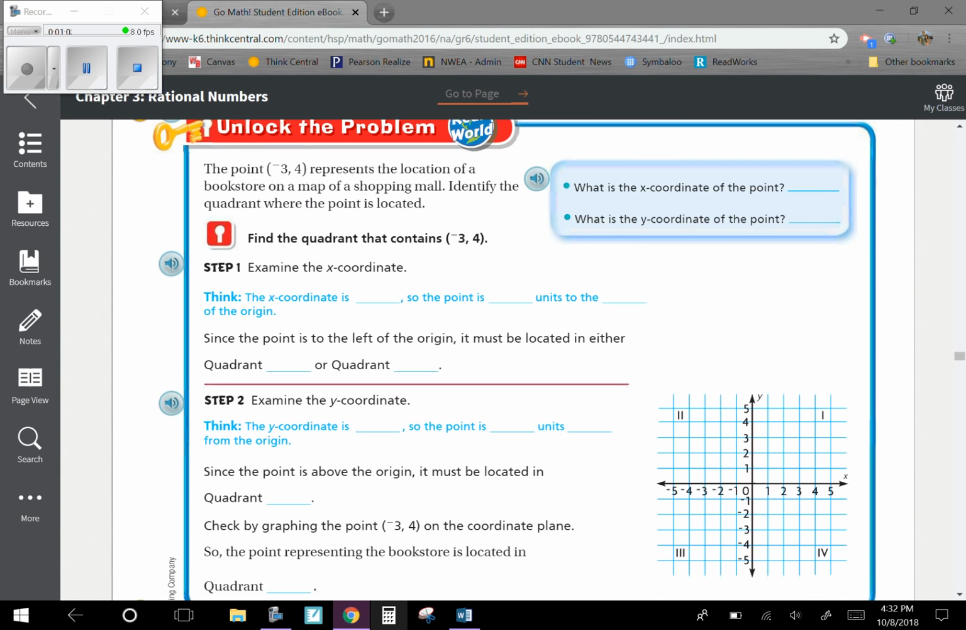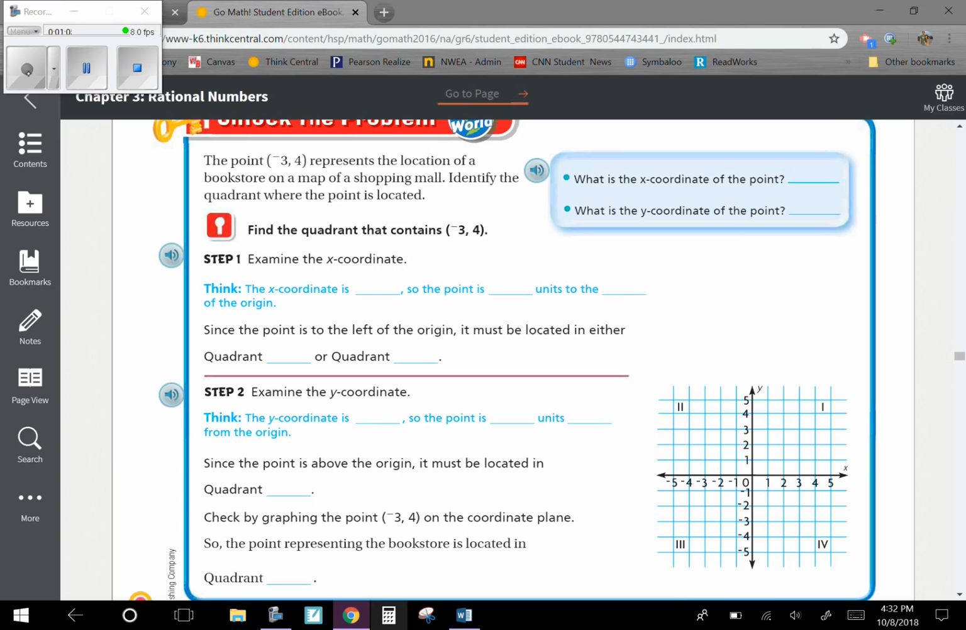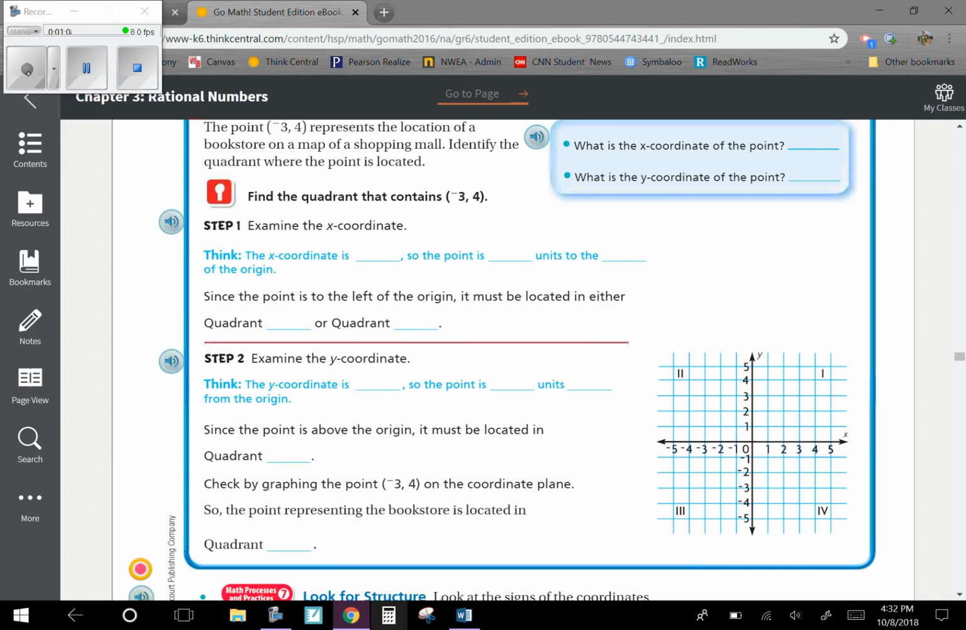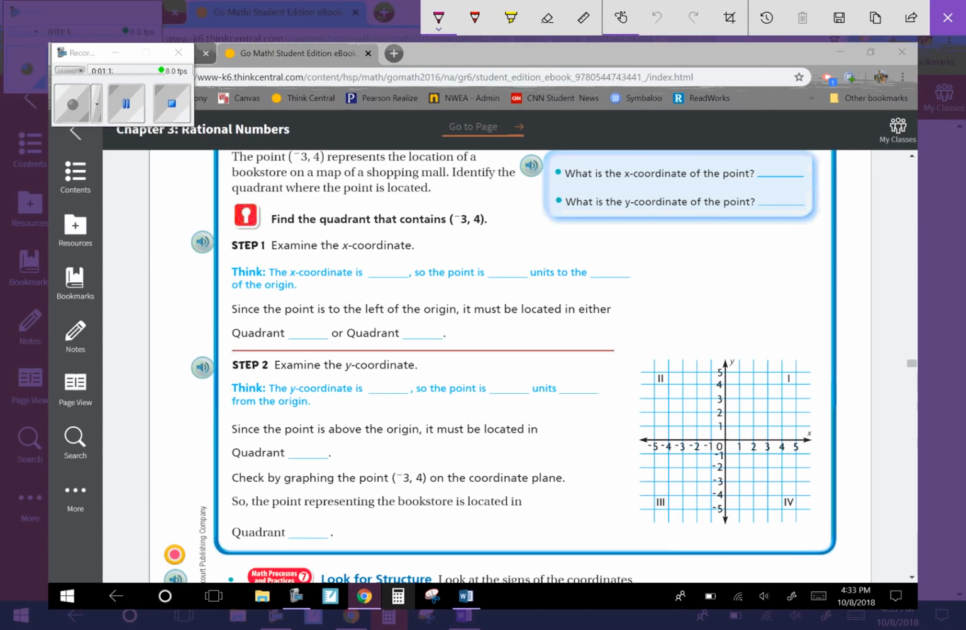So unlock the problem. The point -3, 4 represents the location of a bookstore on a map of a shopping mall. Identify the quadrant where the point is located. Okay, so over here in the little blue box, it says the x-coordinate of the point. What is it? And so the x-coordinate is the first number, which is -3. And then the y-coordinate is the second number in that ordered pair, which is 4. Remember that it's always x, y.